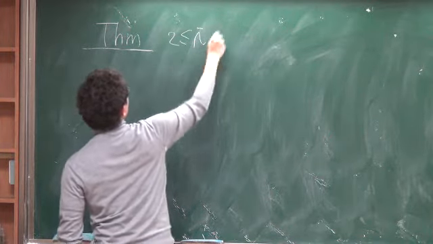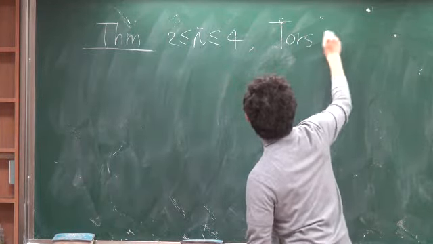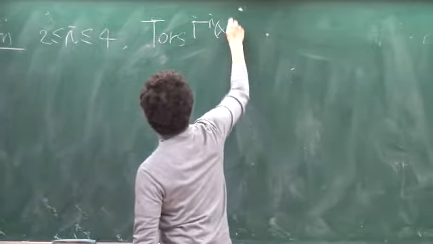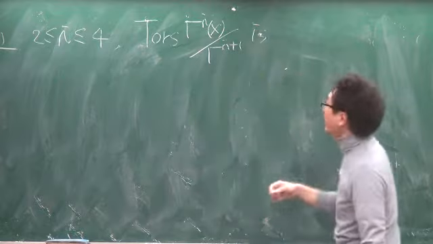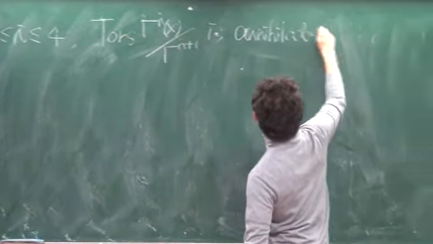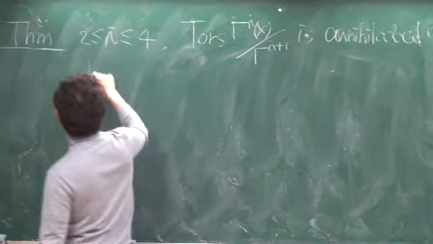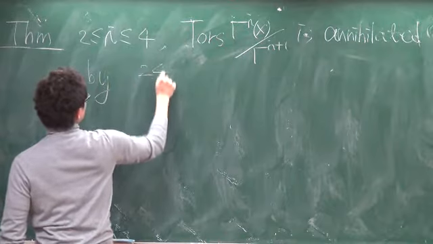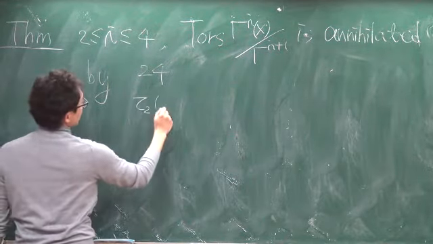For any i between 2 and 4, the torsion subgroup of the gamma filtration is annihilated by either 24 or the torsion index tau 2 times (i minus 1) factorial.